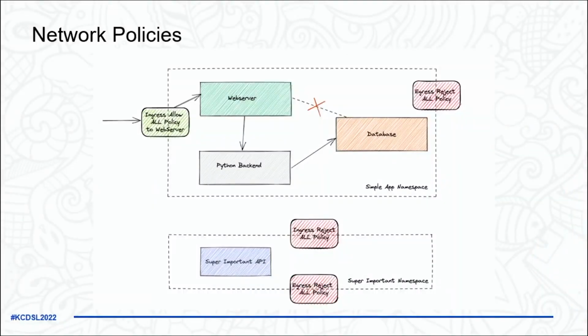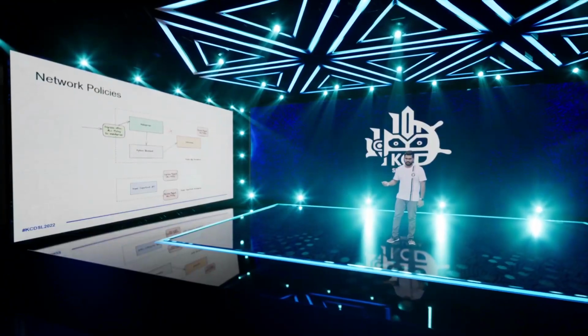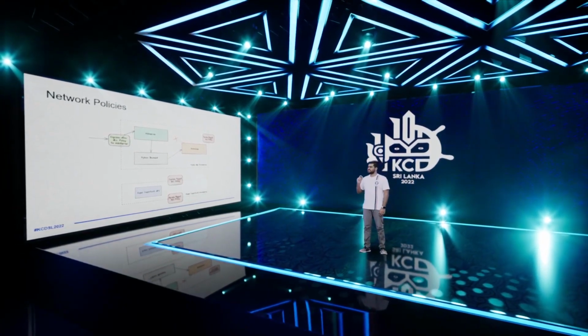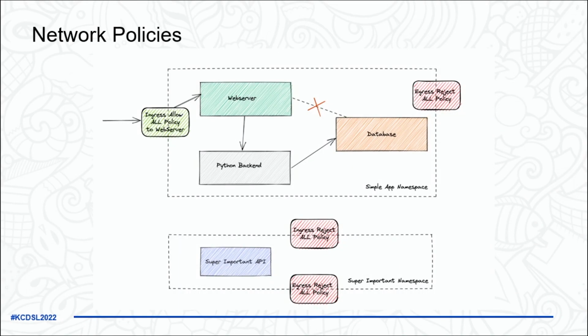The concept of network policies is, as you can see in the example here, we have a web server in green, a Python backend and a database. As you can see, there's no need for the web server to talk to the database. Only the Python backend needs to talk to the database, and in a separate namespace we have something called a super important API. Network policies allow us to specifically say which pod can talk to which service. So we can say the web server cannot talk to the database, the web server can only talk to the Python backend, and the Python backend can talk to the database.